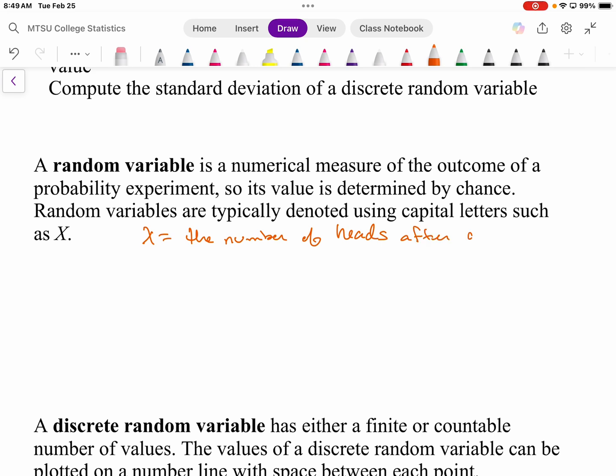after a fair coin is flipped. So when they're talking about being denoted by some capital letter, it's basically just notation. We're going to let some capital letter, whatever it is, equal some event, some random probability experiment.